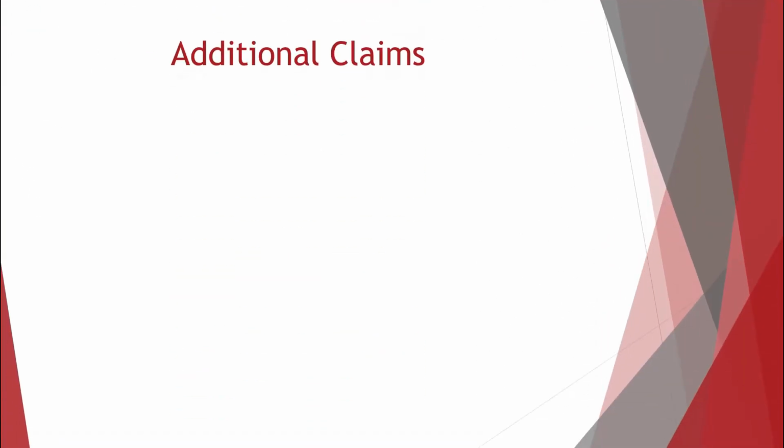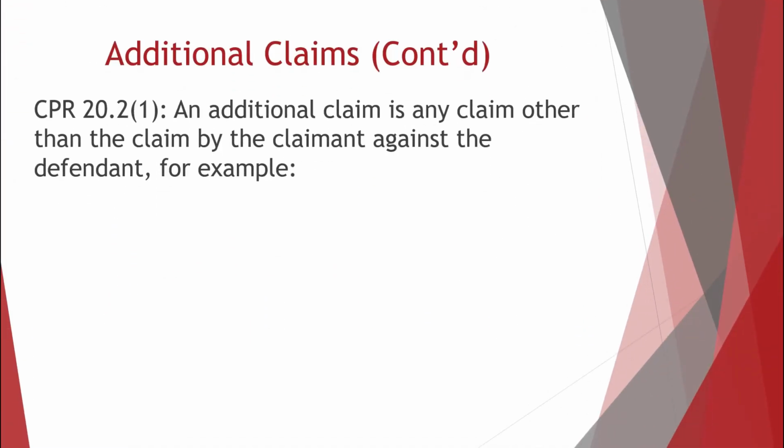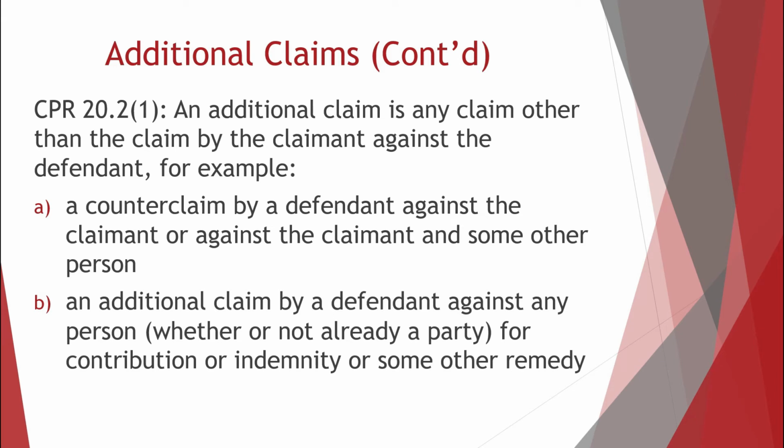Additional claims. A party may seek to commence an additional claim where he seeks to bring a claim against an existing or third party to proceedings. In effect, an additional claim is any claim other than the claim by the claimant against the defendant, and may include, for example, a counterclaim by a defendant against a claimant, and a claim by a defendant against a third party for a contribution, indemnity, or other remedy. The rules are such as to ensure counterclaims and other additional claims are managed conveniently and effectively.